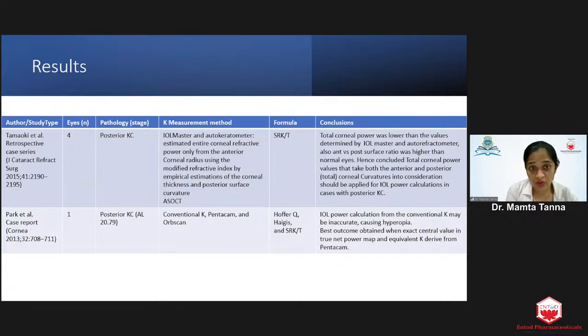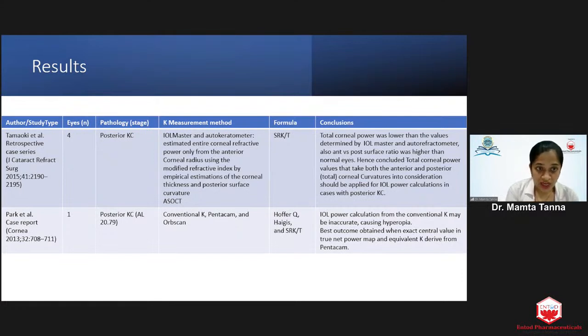Anterior segment OCT was also used. Formula of choice was SRKT. Conclusion, total corneal power was lower than the values determined by the IOL master and autorefractometer. Hence, concluded total corneal power values that take both anterior and posterior corneal curvatures into consideration should be applied for IOL power calculation in cases with posterior keratoconus.